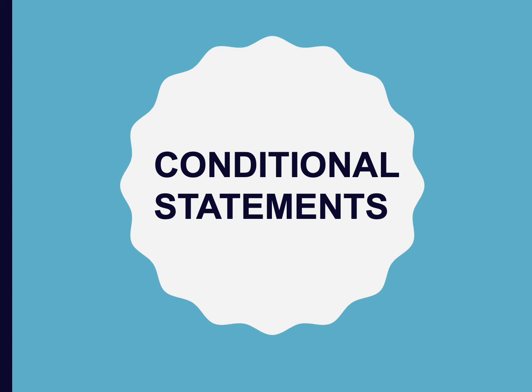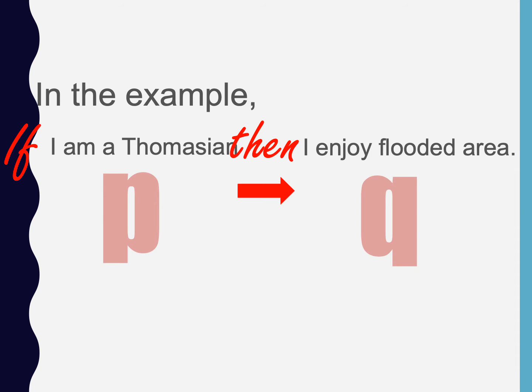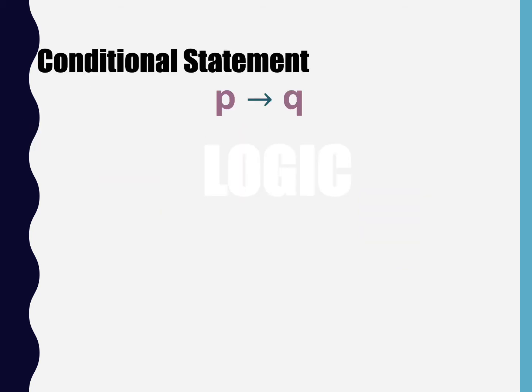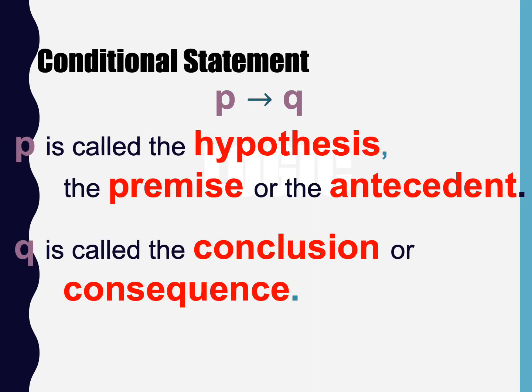In this video presentation, we will discuss the conditional statements and how to construct its truth table. Let us recall the example, if I am a Tomasian, then I enjoy flooded area. The conditional statement, if P then Q, means that P is called the hypothesis, the premise or the antecedent, and Q is called the conclusion or the consequence.